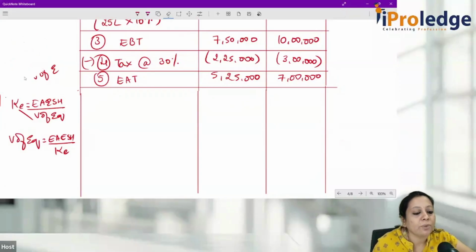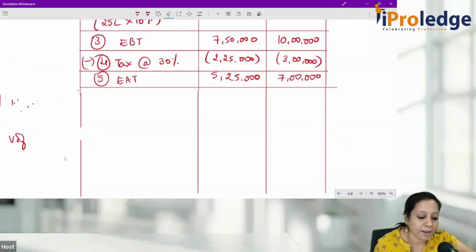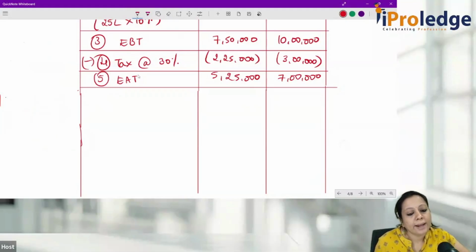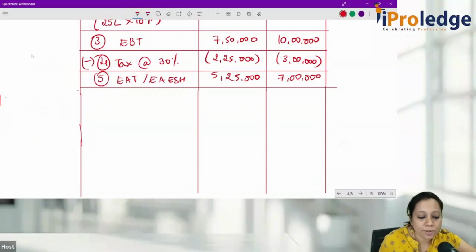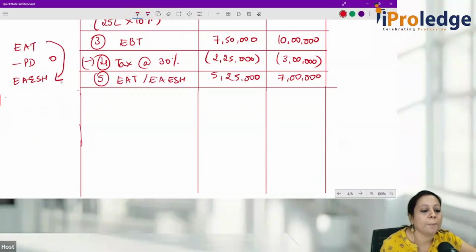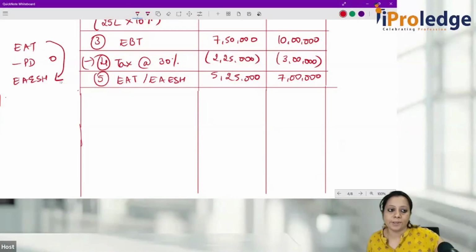Yes, very similar to what we have done in the study material while we were doing the regular class. Those of you who want directly, you can write it is only earnings available to equity shareholders. Those of you who want, you write this: EAT minus preference dividend is equal to earnings available for equity shareholders. In this question, preference dividend is zero. Nothing is given. That is why whatever is EAT will be equal to earnings available for equity shareholders. If preference dividend is given, you will subtract it.